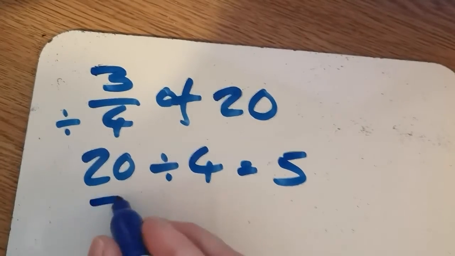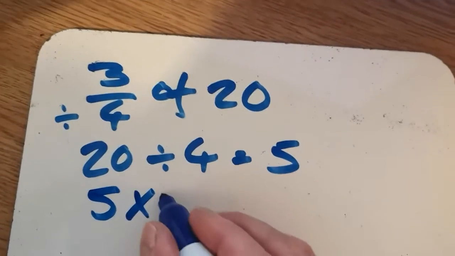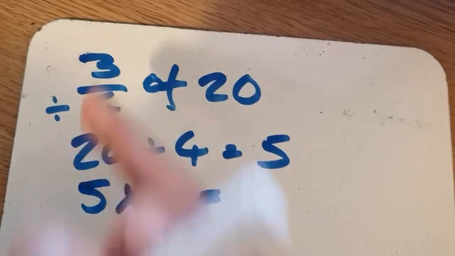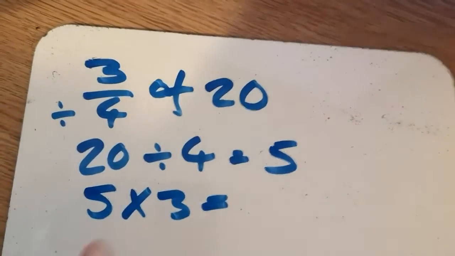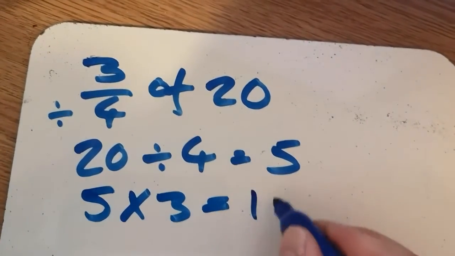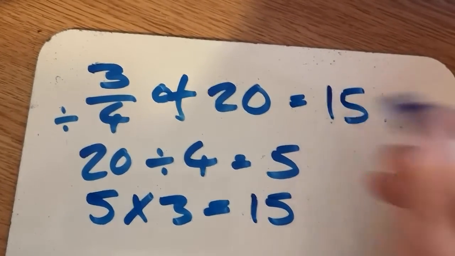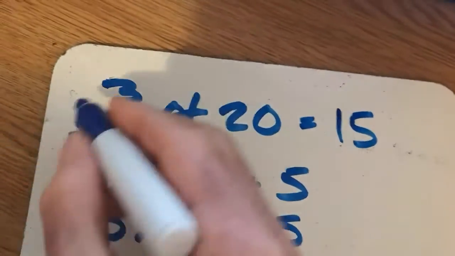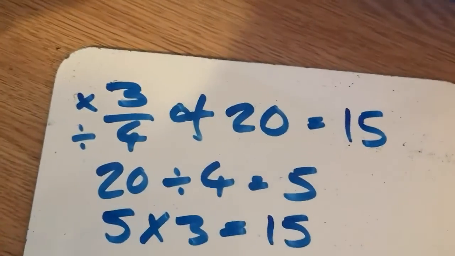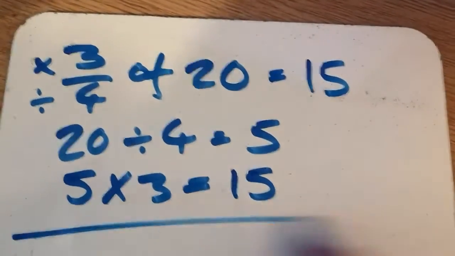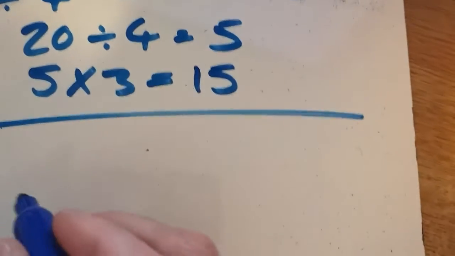So the next thing I've got to do is 5 multiplied by 3, because I've got a 3 at the top here, I want 3/4. 5 times 3 is going to give me 15. So 3/4 of 20 is going to equal 15. So you're dividing by the bottom, and multiplying by the top. If I look at another example, make sure you're happy with that.